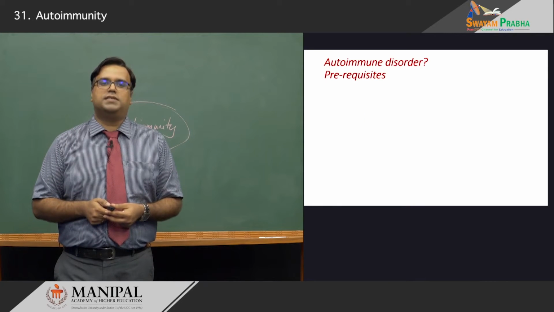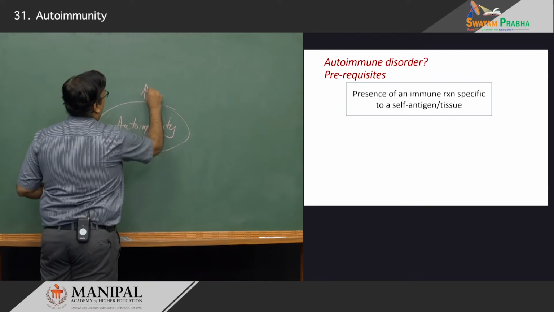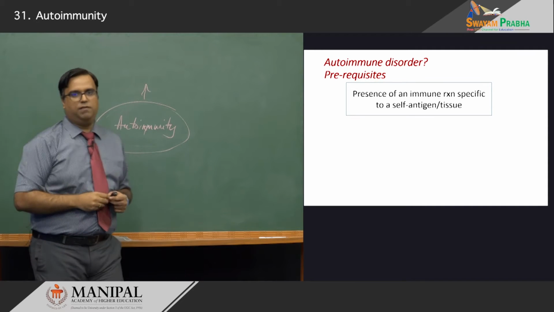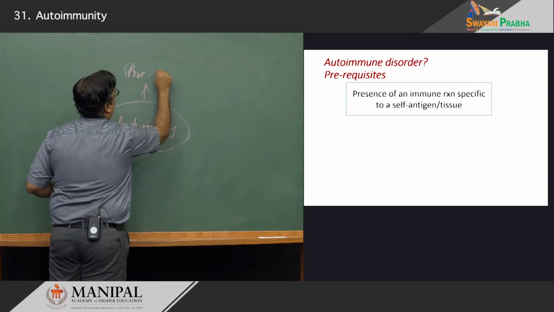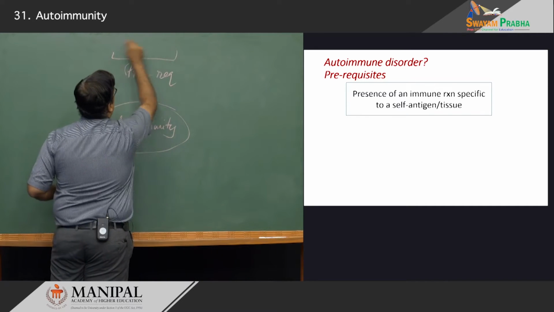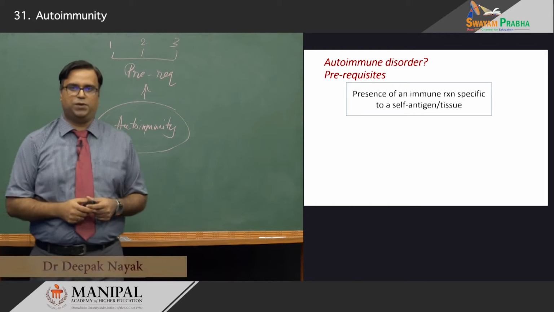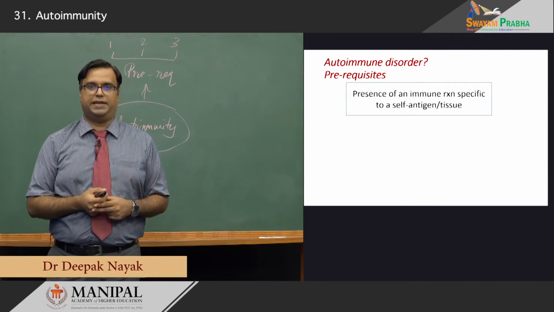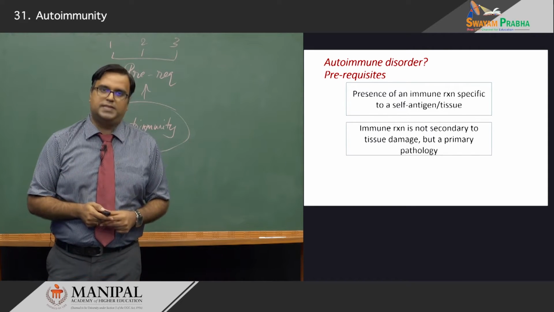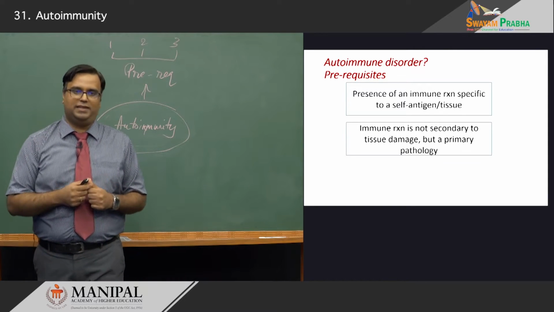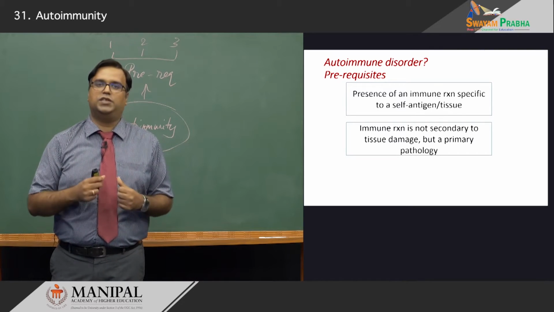Now, there are certain prerequisites before you call autoimmune disorders. Most important one is the presence of an autoimmune reaction which is specific to a particular tissue or self-antigens. Now, this is very important because you have to serologically or histologically demonstrate that these autoantibodies are specifically targeting certain antigens. The second criteria is to demonstrate that this immune reaction is entirely primary in the sense that it is not secondary to tissue damage.